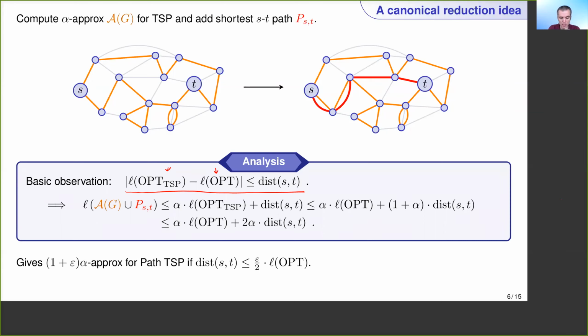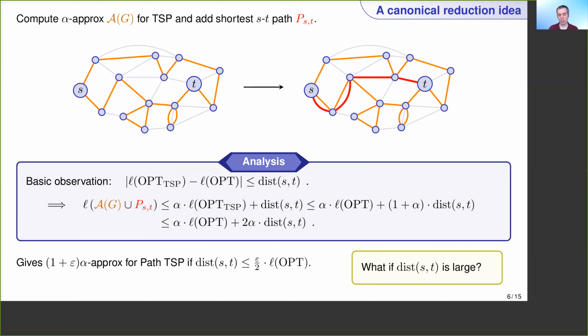And so it turns out that we can get a 1 plus epsilon times alpha approximation for path TSP if the S-T distance is small enough, and small enough would mean in the order of epsilon over 2 times the length of opt. That's, of course, very small, and the main question is, what can we do if the distance is large?